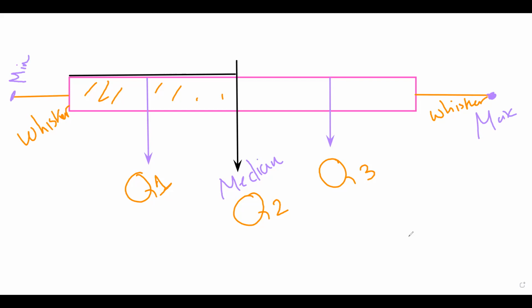And here we have the box. That's why we call it a box and whisker plot. So when we need to represent the box and whisker plot, you need to tell me where Q1 is, where Q2 is, where Q3 is, where the minimum is, and where the maximum point is. And what is the difference between the maximum and the minimum?